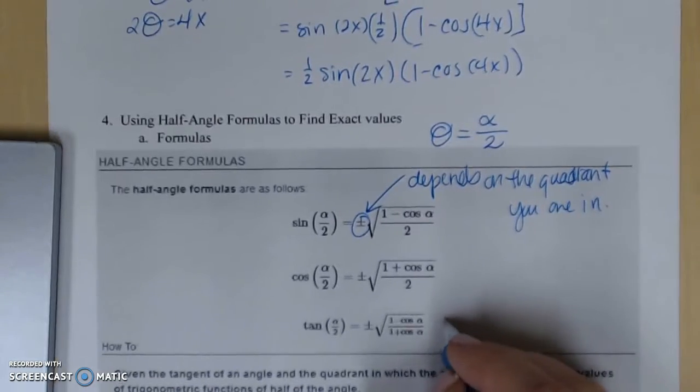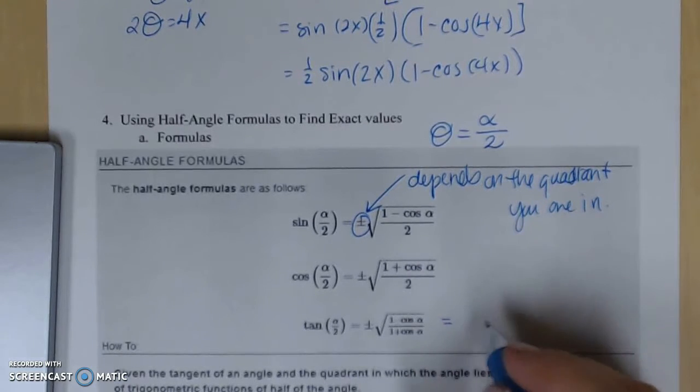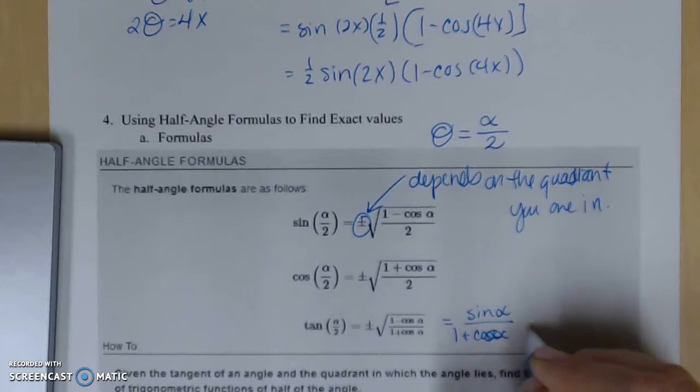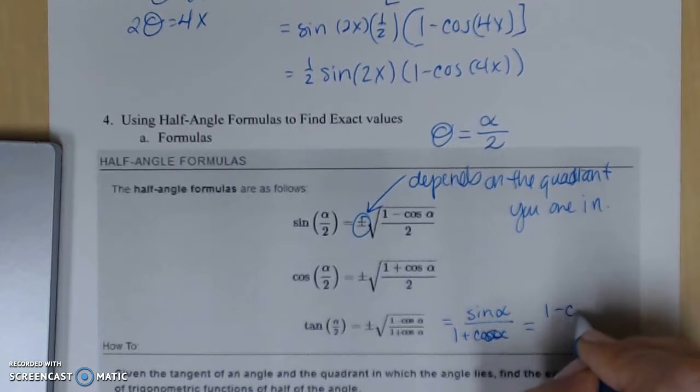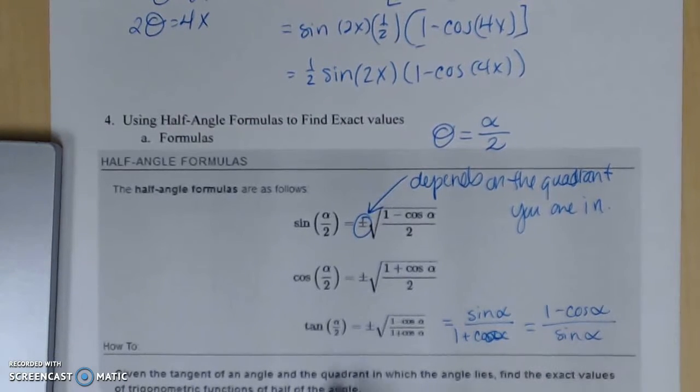And there is an equivalent here. We can relate this back to these, but this simplified is also equal to sine alpha over 1 plus cosine alpha, which is also equal to 1 minus cosine alpha all over sine alpha. So tangent of alpha over 2 does have a couple of different ways that we can write this.